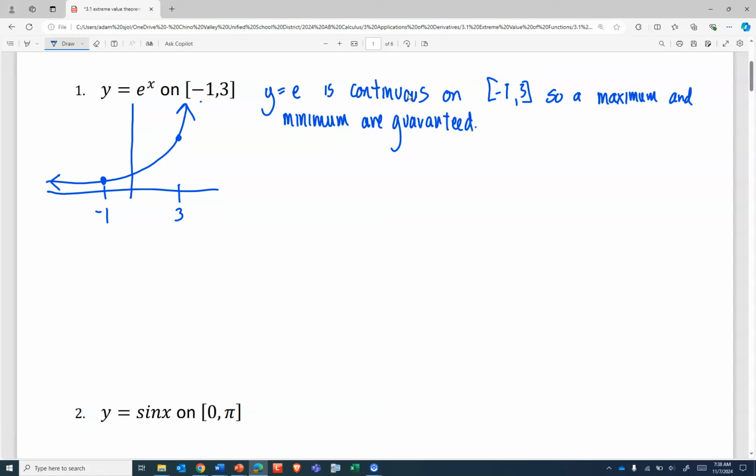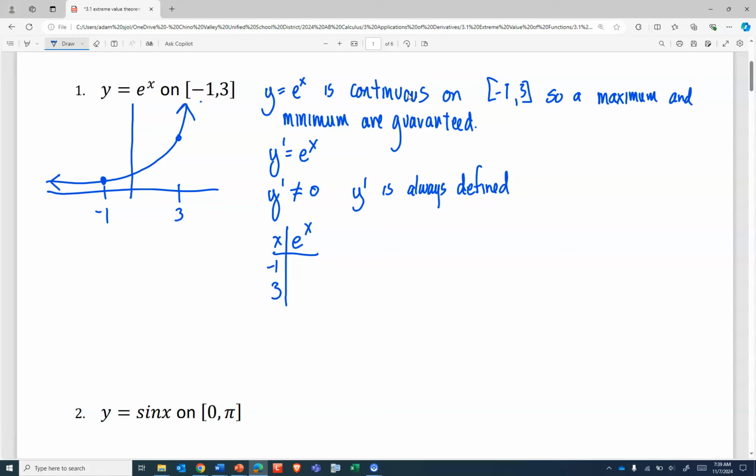Let's change e to the x to look like e to the power x. Okay, and where do those maximums and minimums occur? At critical values. So y prime equals e to the x. The derivative of e to the x is e to the x natural log of e. And we can just go ahead and say y prime is never equal to 0, and y prime is always defined. So no critical values, which means the maximum and minimum will only occur at endpoints, which we kind of knew already.